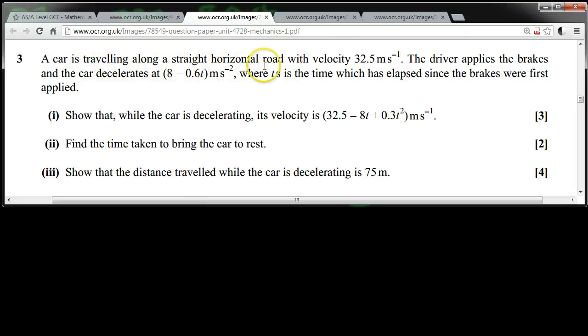A car is travelling along a straight horizontal road with velocity 32.5 meters per second. The driver applies the brakes and the car decelerates at 8 minus 0.6t meters per second squared, where t is the time which has elapsed since the brakes were first applied. Show that while the car is decelerating, its velocity is this. Find the time taken to bring the car to rest. Show that the distance travelled while the car is decelerating is 75 meters.